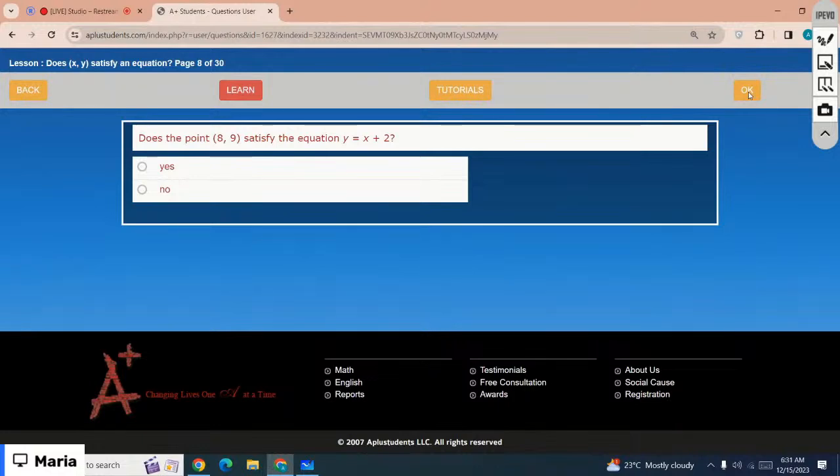The next one is, does the point (8, 9) satisfy the equation y equals x plus 2? So which is the correct option?